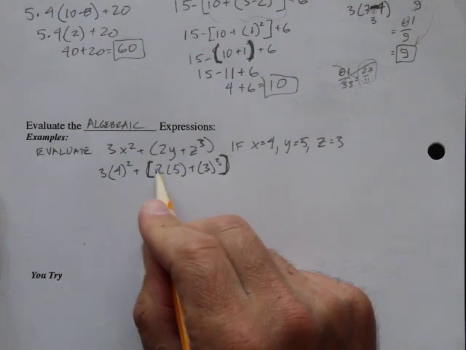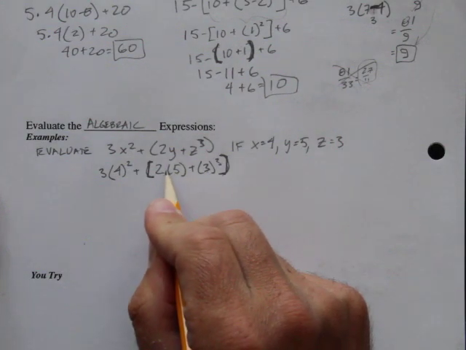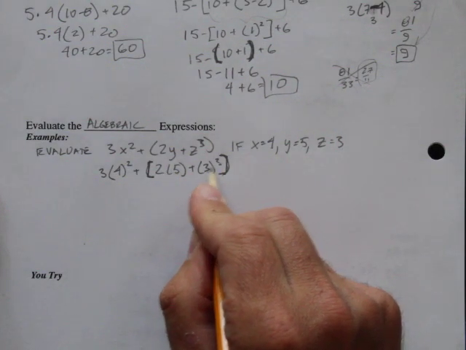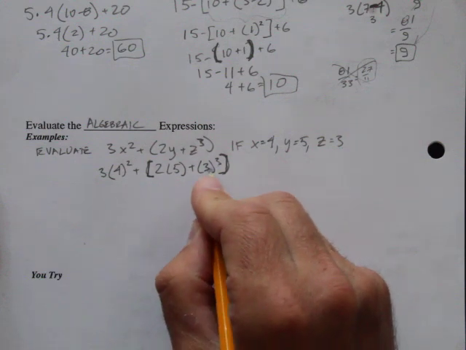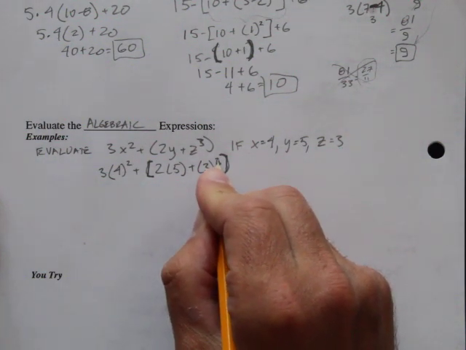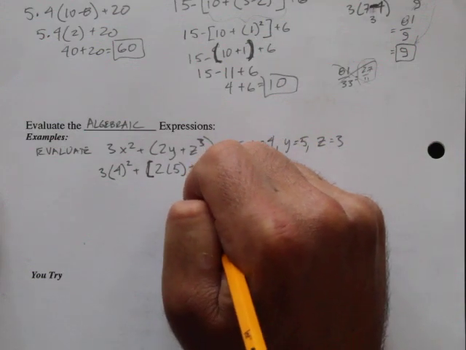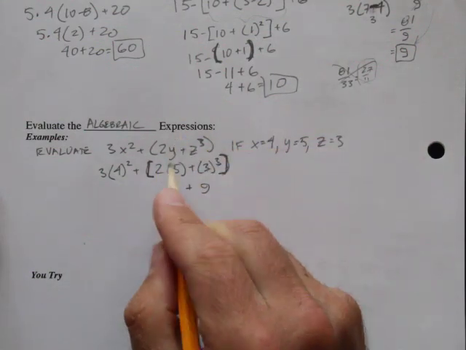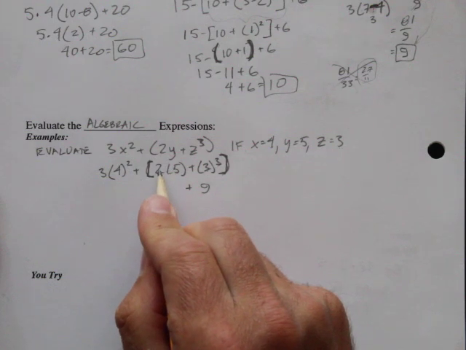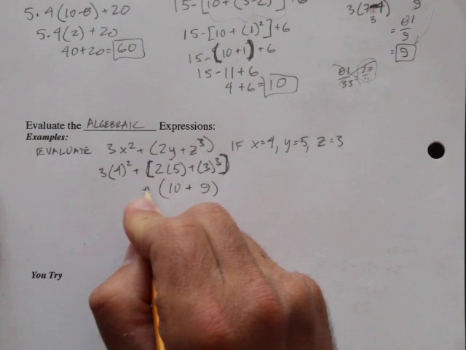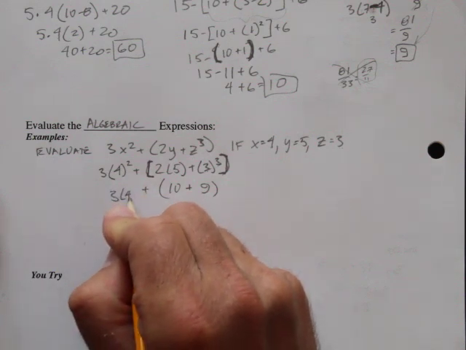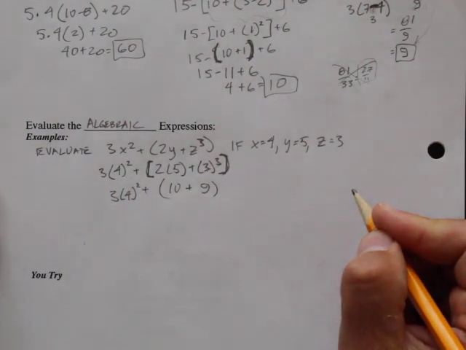So inside these parentheses, I've got multiplication and I've got a power here. So I'm going to do the power first, or exponent first. So I'm going to have 3 times 3 times 3, that's what 3 cubed is. So that is 9. And now I'm going to do my multiplication here. 2 times 5 is 10. And then don't forget to write all the other stuff that I haven't worked on yet.